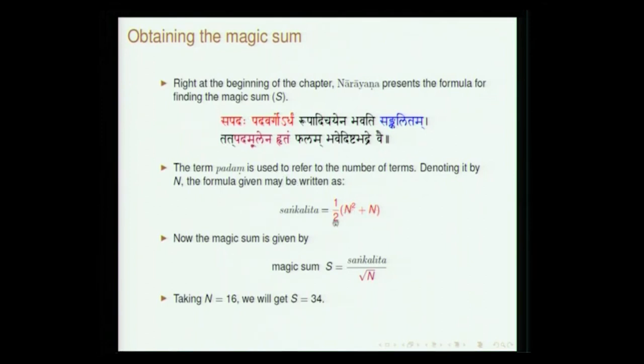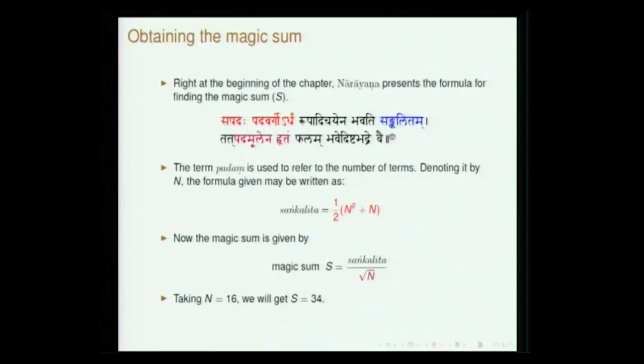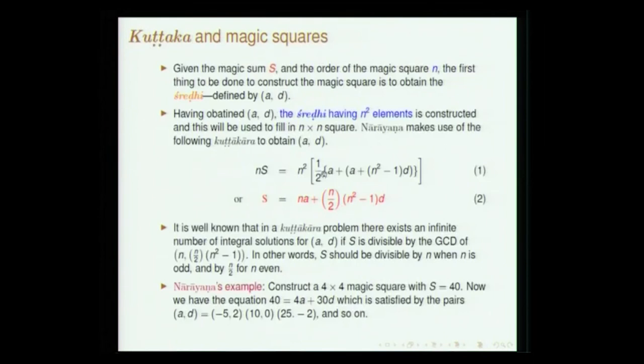So you can easily see that what you have is an arithmetic sequence, a series, and he is just stating that sum. So rupadi chayena bhavati sankalitam tat padamulena hritam phalam. Phalam basically refers to the magic sum. Okay, so that is what it is.